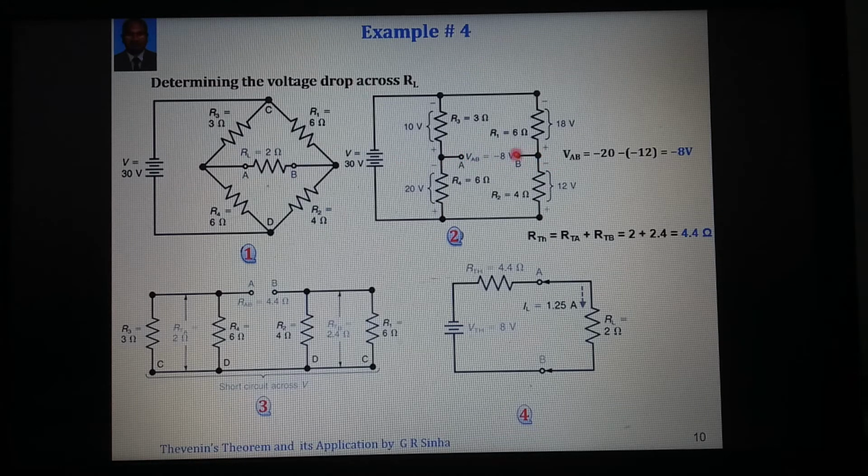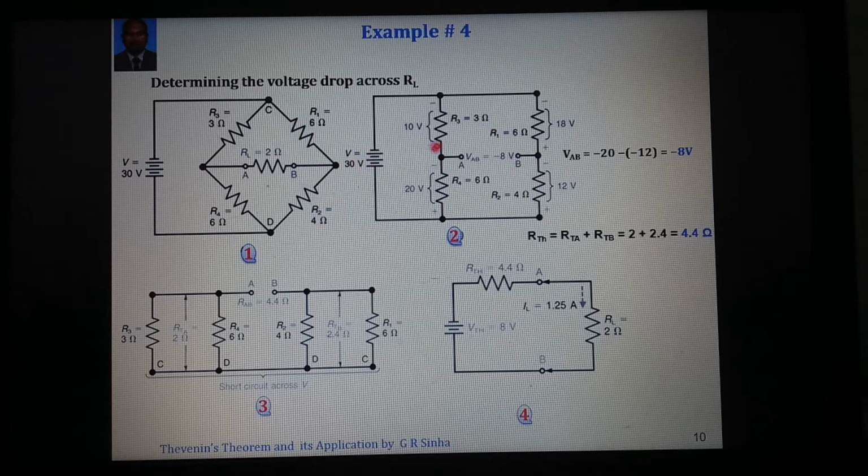Once it becomes open circuit, the 3 and 6 become series. Similarly, 6 and 4 become in series. The 3 plus 6 is 9 and the 6 plus 4 is 10. So we can determine the whole amount of current here. Or else what we can do is note that this 30 volt is across this branch as well as across this branch, because they are connected in parallel and this is open circuit.